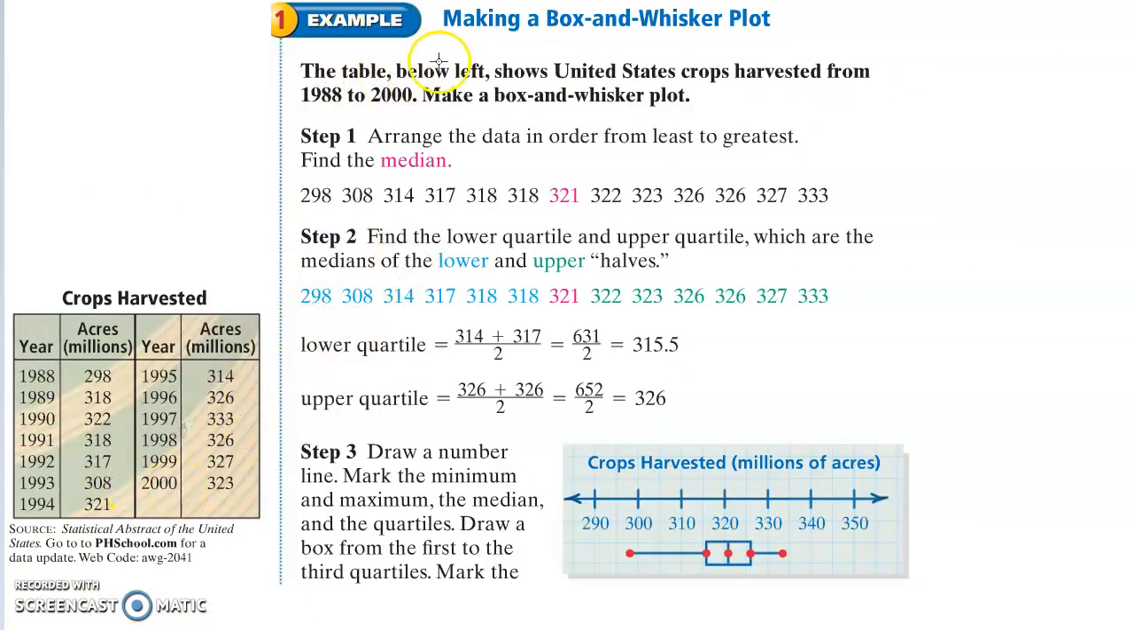Example 1 says a table below on the left, so this table right here, shows the United States crops harvested from 1988, the year I was born, to 2000.